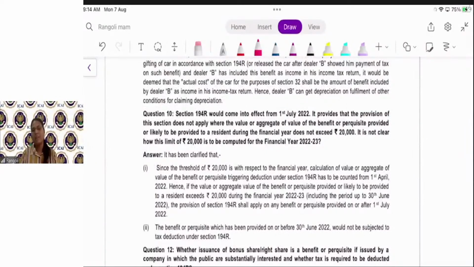Now this section is applicable with effect from 1st July 22 and the limit is 20,000 for the financial year. So now the question arises: if the 20,000 limit exceeds on the value of perquisite given from 1st April to 1st July, then what should we do? In that case, we need not deduct TDS on the benefit given from 1st April to 30th June. Now onwards from 1st July, whatever we provide as benefit, we need to deduct TDS. So that 20,000 limit you need to check as per financial year, not with effect from 1st July.